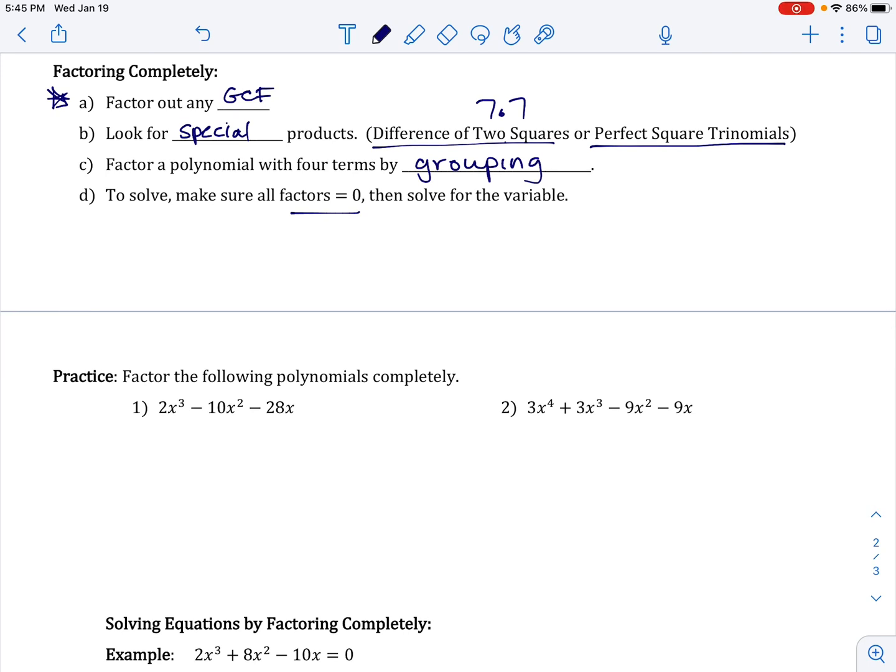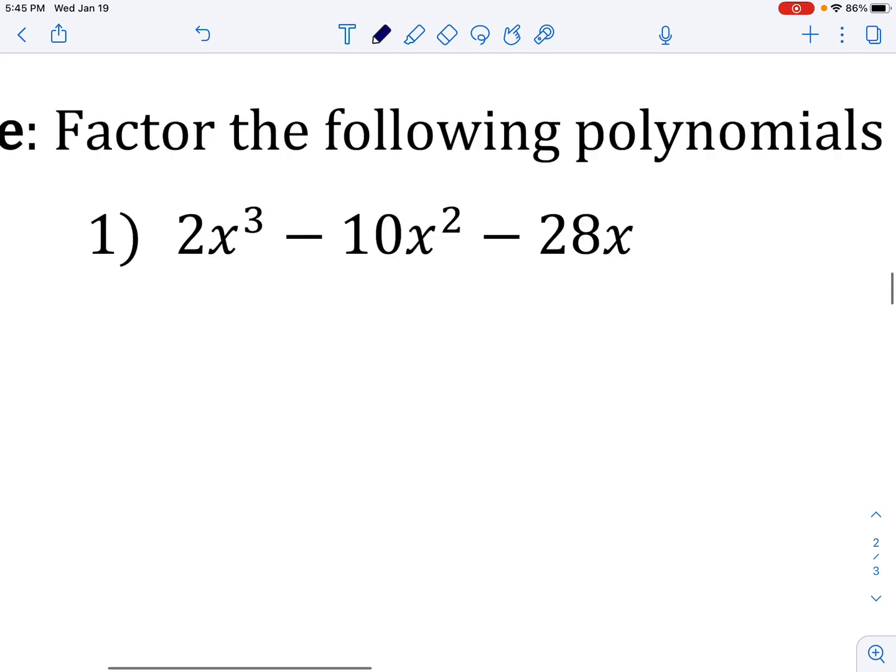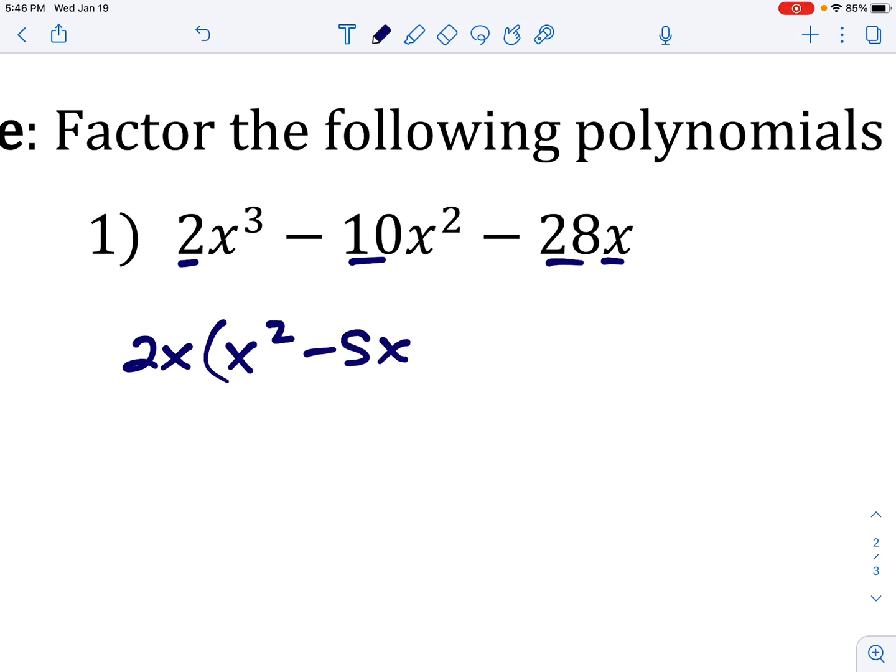All right, so looking at the first one, number 1. First of all, is there a greatest common factor? That should be the first question. Yes, there is a greatest common factor. We can take a 2 out of each of those, and we also have an x to take out. So I'm going to take out a 2x. I'm left with x squared minus 5x minus 14.